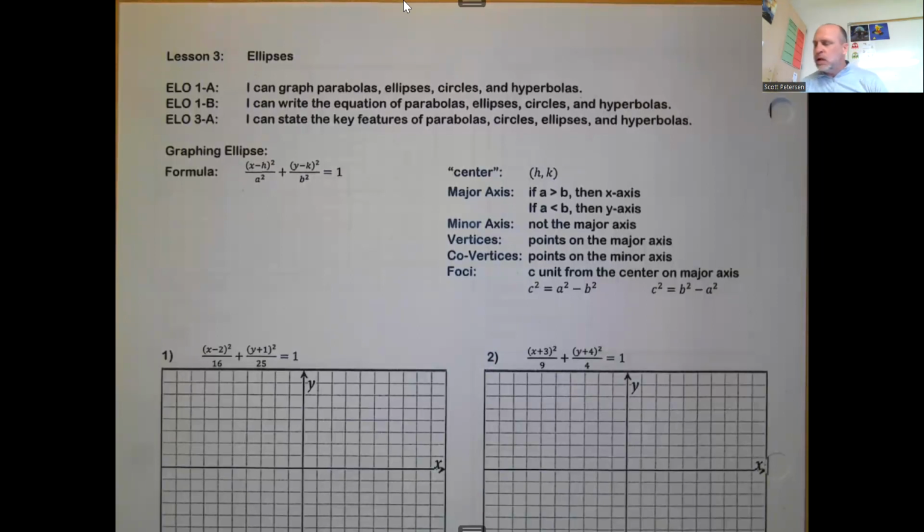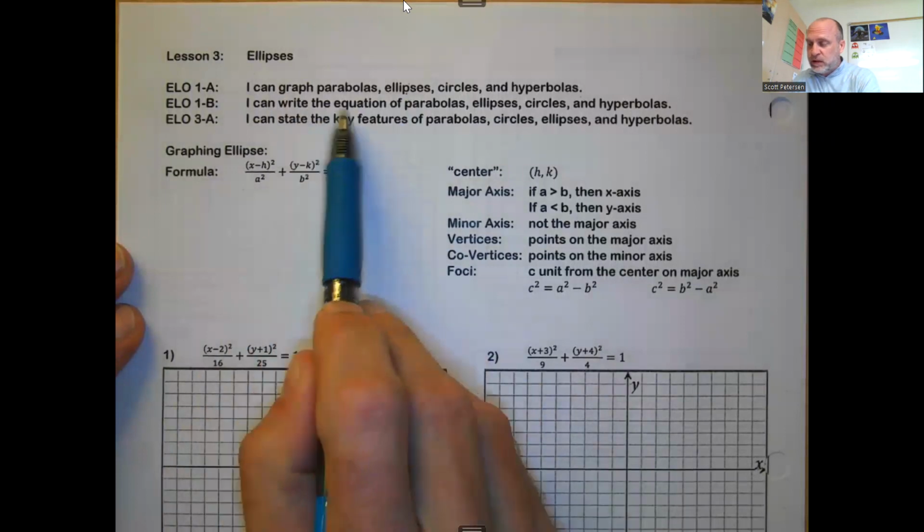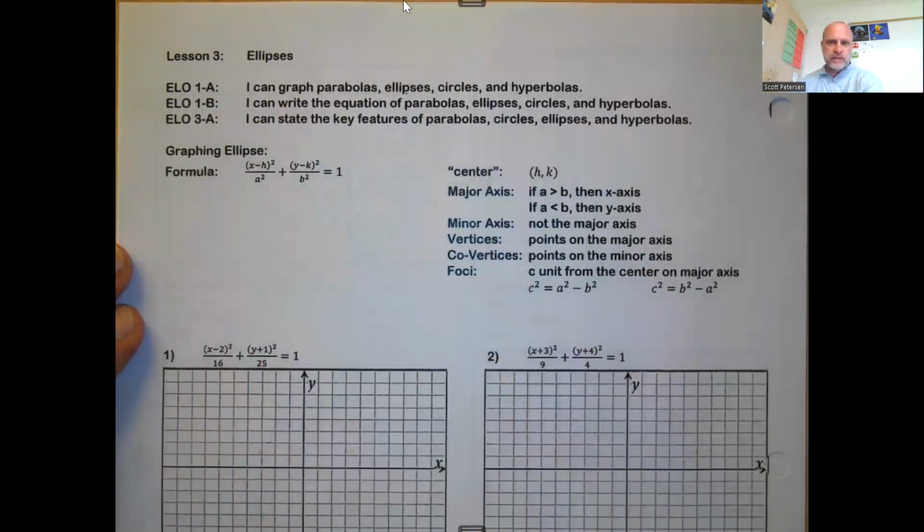So today we are going to talk about lesson 3, dealing with ellipses. This equation in the notes looks scary, but luckily it's not too bad. Our ELMOs for the day are going to be exactly the same as we've been doing the last 2 days. We're going to be graphing, but this time ellipses. We're going to write equations of ellipses. We're going to have key features of our ellipses.